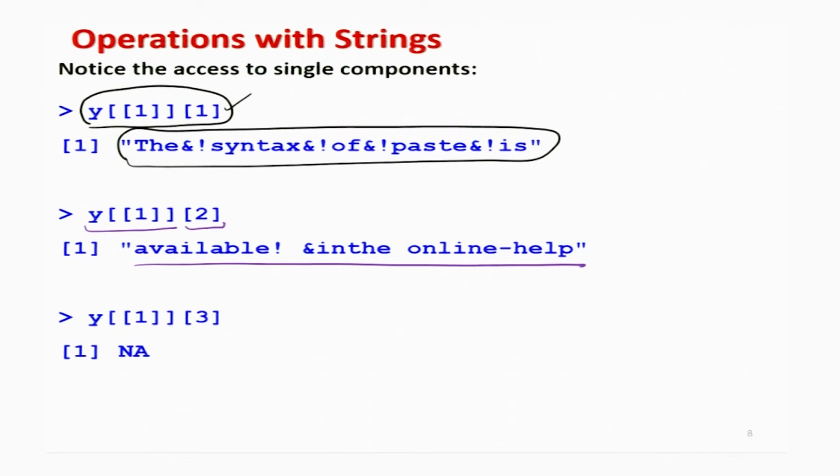Now in case you try to see what will really happen, if you try to write down here y1 and then after you write 3. So in the double square brackets you write here 1 and then here 3, and then you get here the outcome as NA. Why is this NA? Because this is not available.